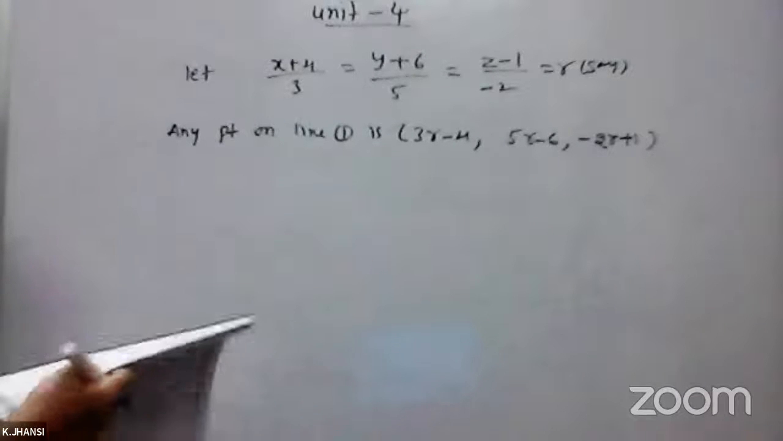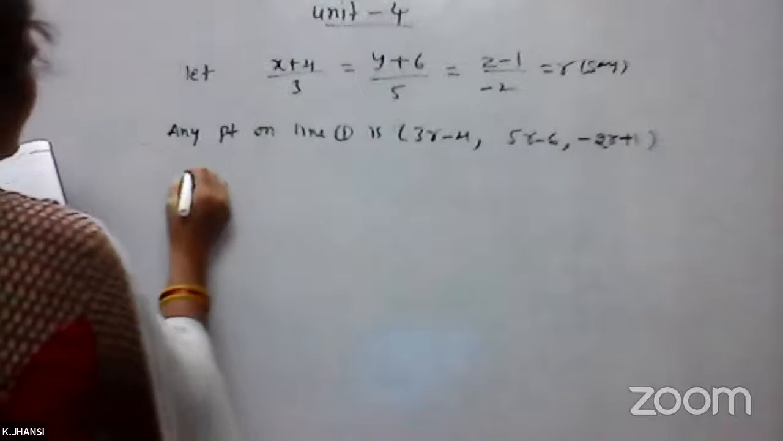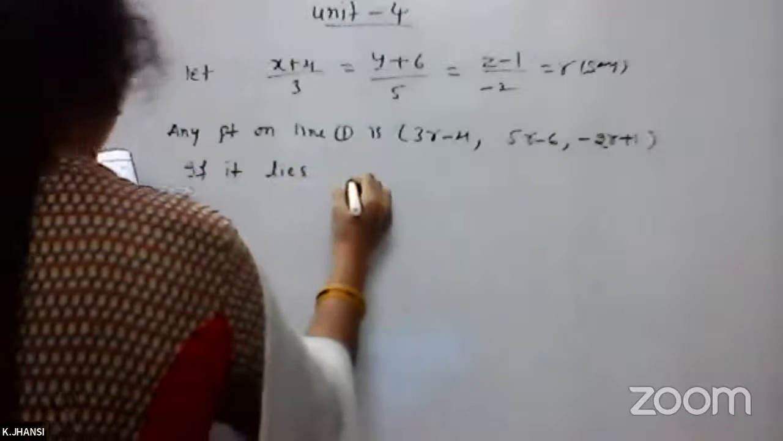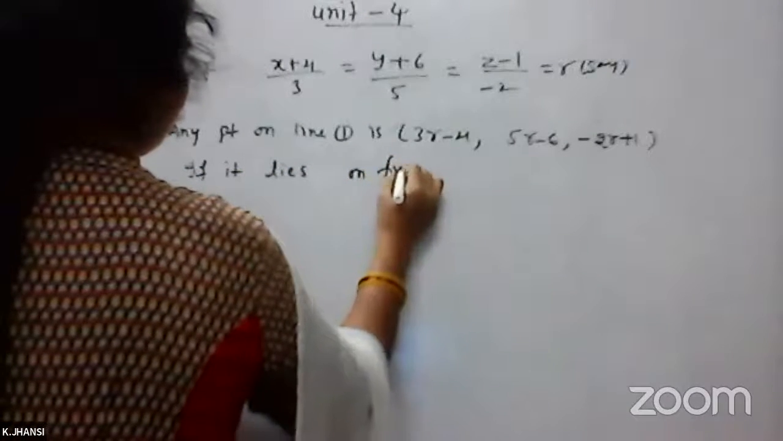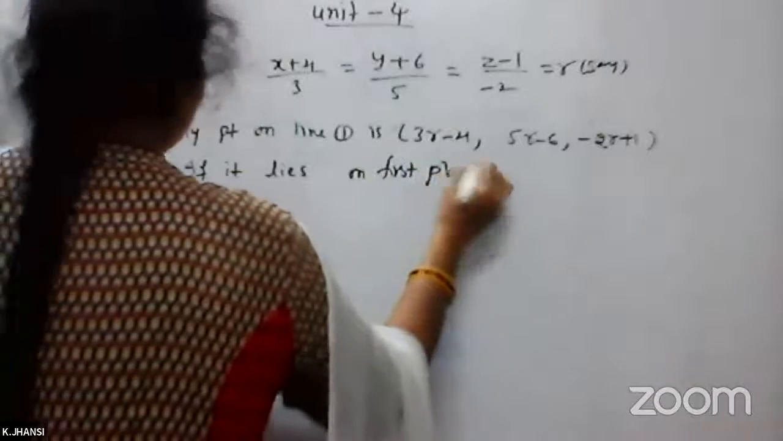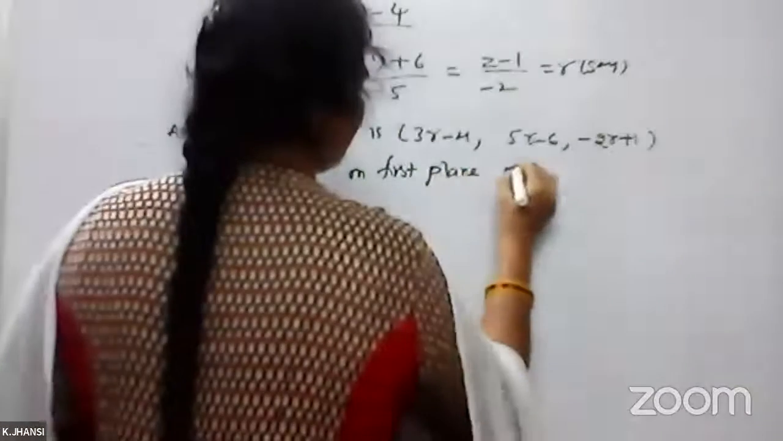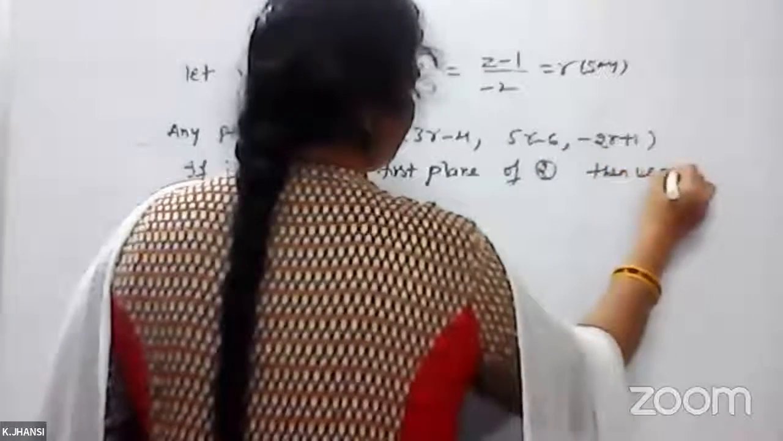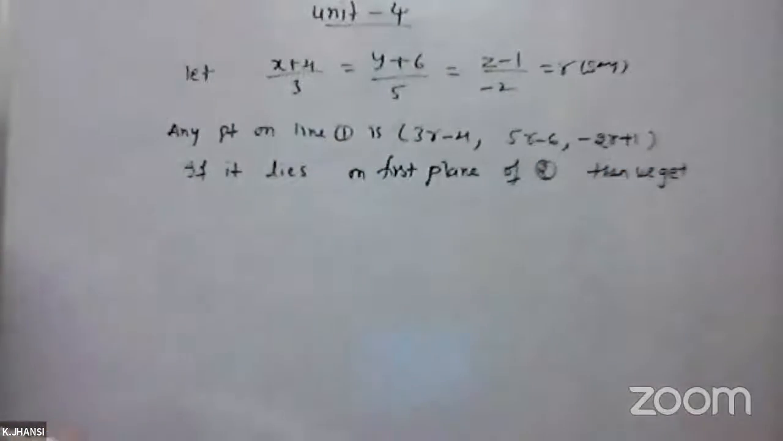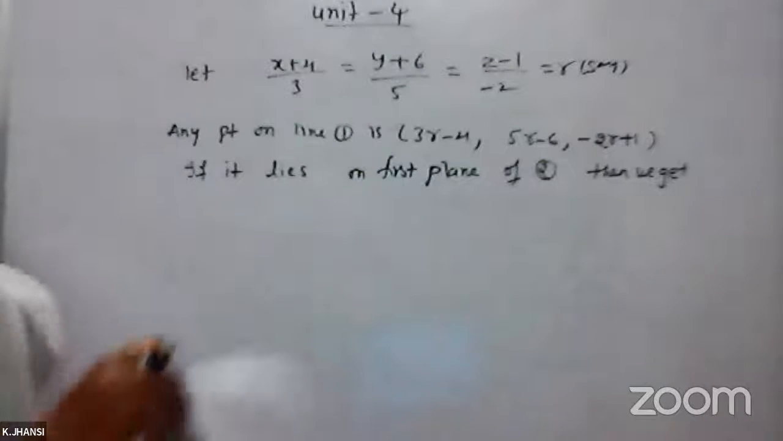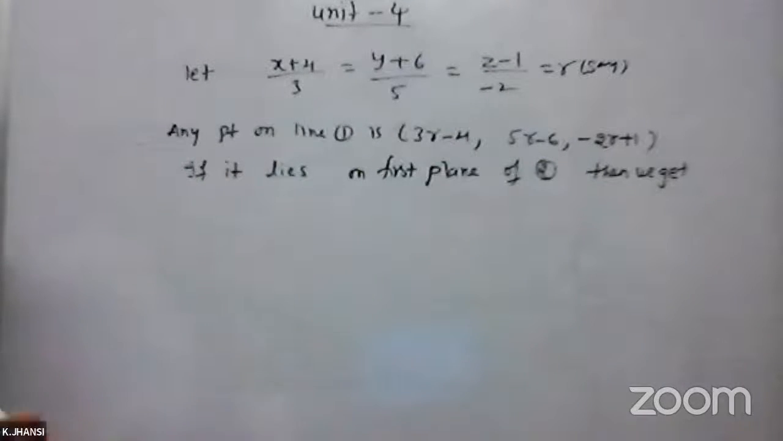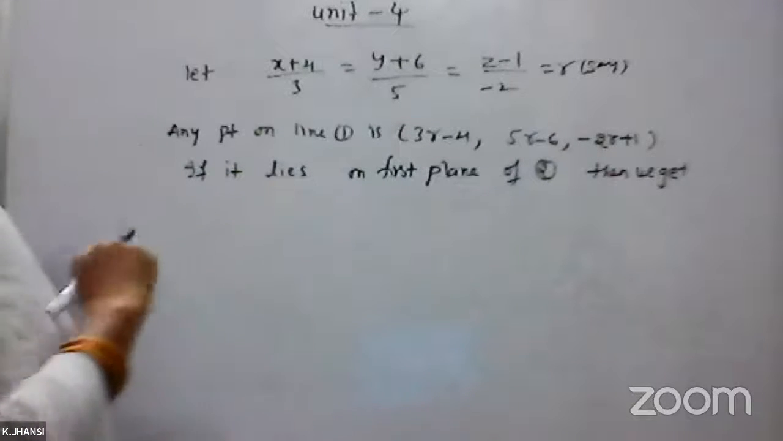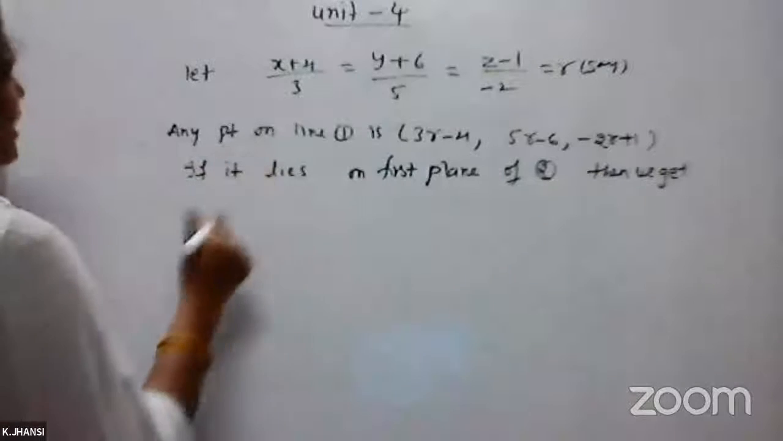So after that, if it lies on the first plane of equation 2, then we get. So try to write all the steps whatever you have in solving the problems. Okay, don't do it directly. In between of the problem, you write the steps whatever are there. Okay, so then we get.